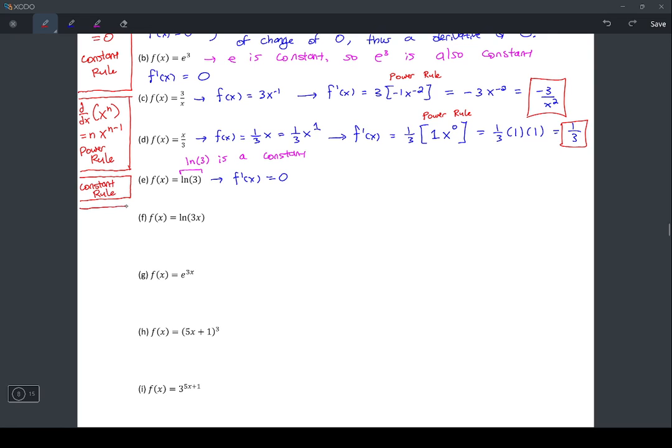Okay, now for log functions. If we take the derivative of ln of x, we get 1 over x. If we take the derivative of ln of w, where w is a function of x, we get w prime divided by w.